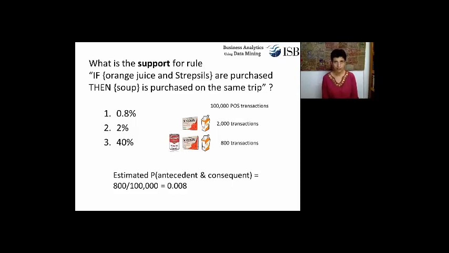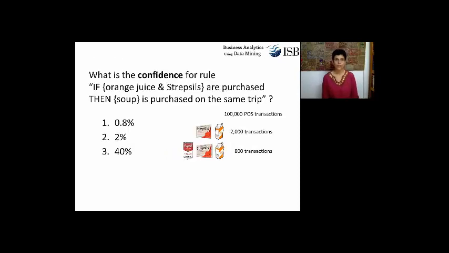Now let's look at the confidence of this particular rule. So we want to ask ourselves, what is the confidence of this rule? If orange juice and Strepsils are purchased, then soup is purchased on the same trip. Stop the video and see if you can compute this on your own.